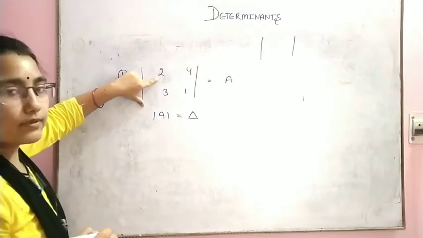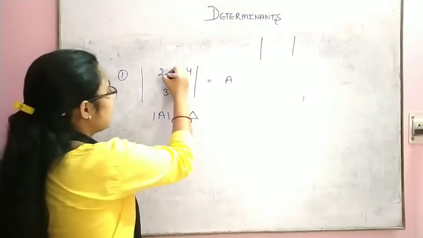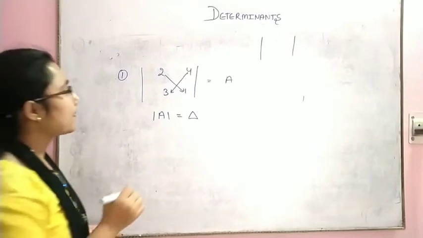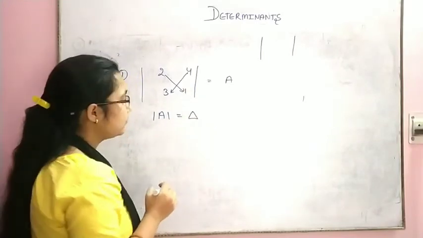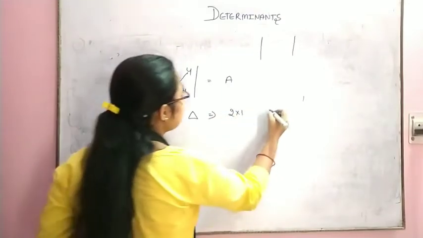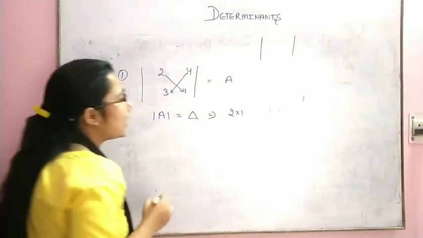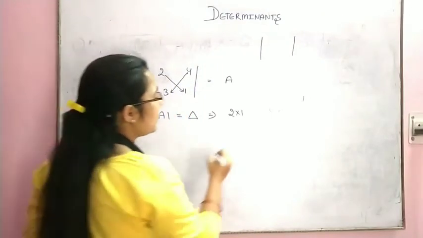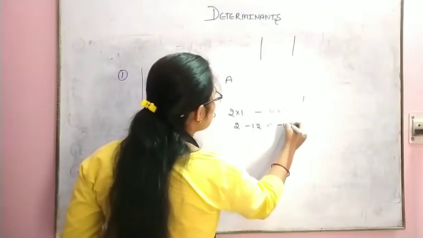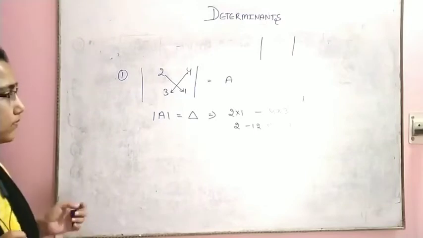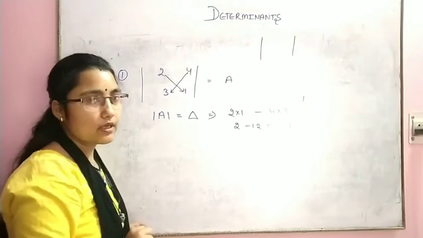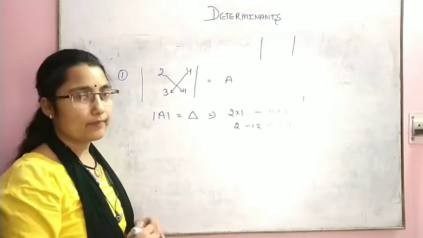So to find the value of determinant, we have to cross multiply the elements for a square matrix of order 2. So we find 2 into 1 and 4 into 3 and subtract these two. 2 minus 12, we get minus 10. So the simple rule is just cross multiply the 4 elements and use a minus sign between them.